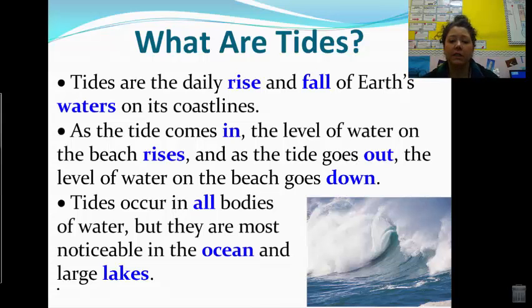So you've probably seen this before if you've ever gone to the beach, maybe in Galveston or somewhere else, where at one point of the day, where your chair is, the water seems really far away, but then later in the day, all of a sudden, if you don't move your chair back, the tide is going to come and take your chair with it into the ocean. Tides occur in all bodies of water, but they're most noticeable in the ocean and in large lakes.